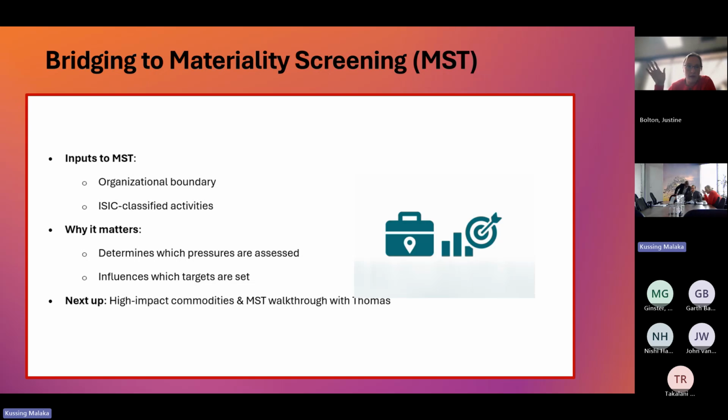So we started with this very broad, all-encompassing approach. Now we start narrowing it down to what is less or more material. I'm going to pause there for any questions before I let Thomas take the reins.